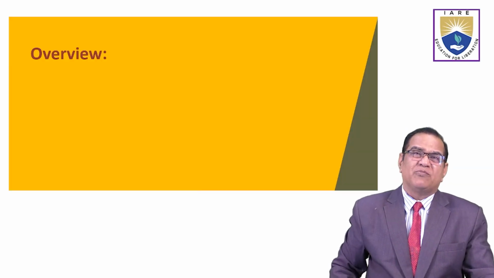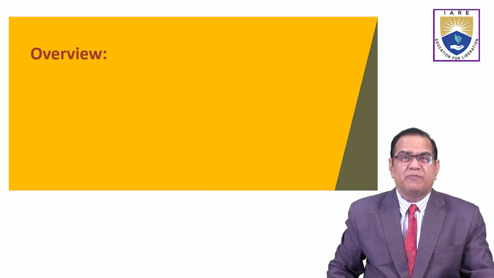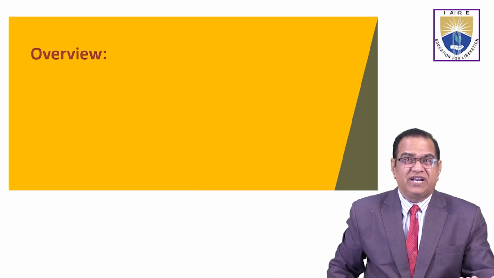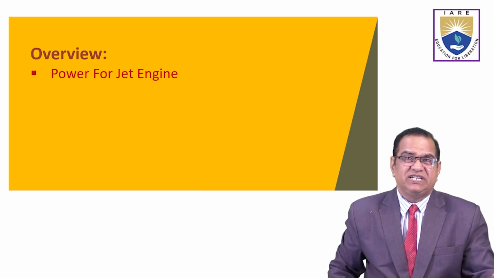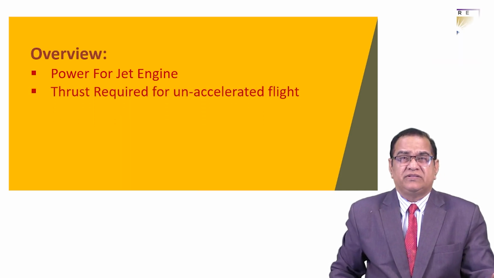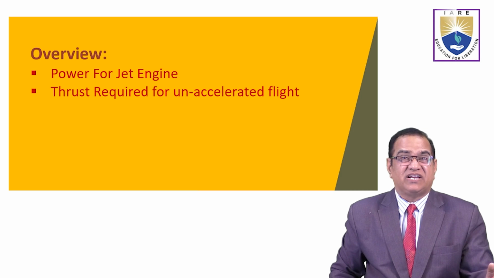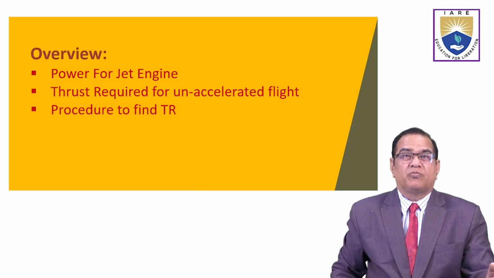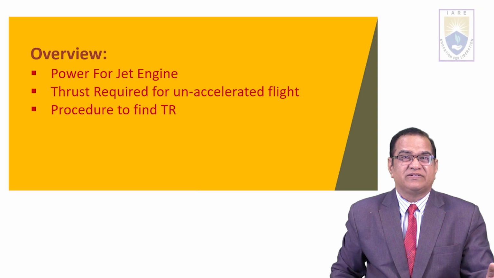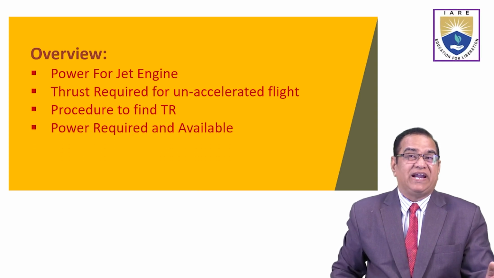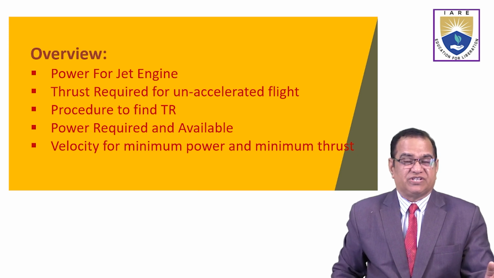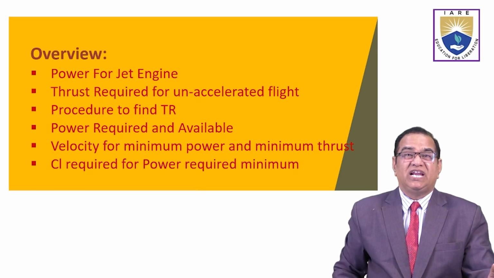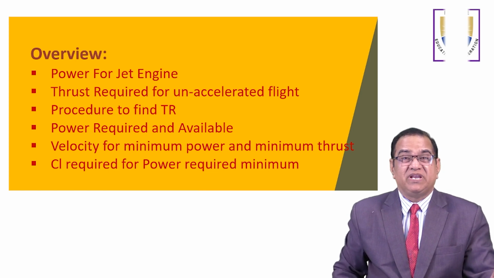In today's lecture, I am going to take some topics, which are written in this overview. Power for the jet engine. Thrust required for unaccelerated flight. Procedure to find thrust required. Power required and available. Velocity for minimum power and minimum thrust. CL required for minimum power required.